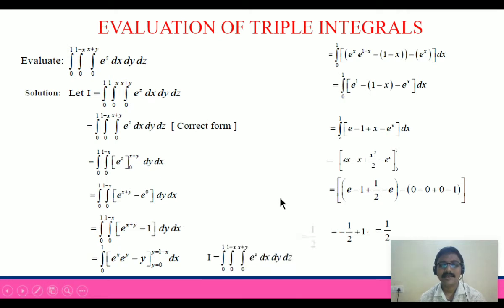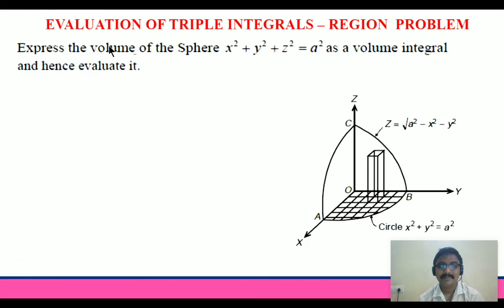So hence the required value of the triple integral is 1 by 2. Problem. Express the volume of the sphere x square plus y square plus z square is a square as a volume integral and hence evaluate it. So first we have to express the sphere region as a volume integral and then we have to evaluate.